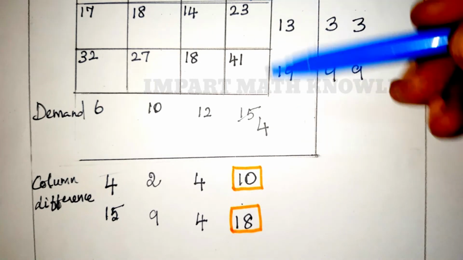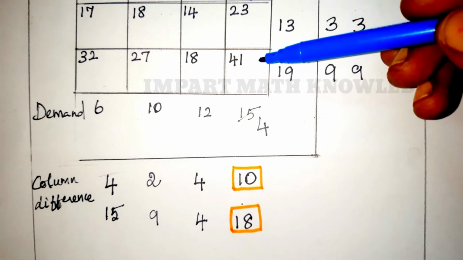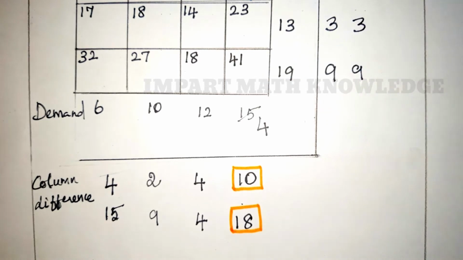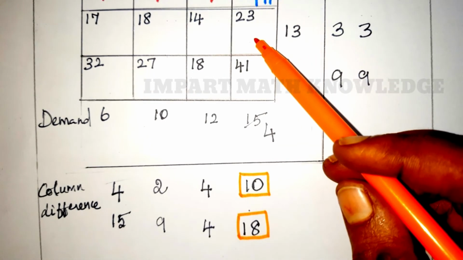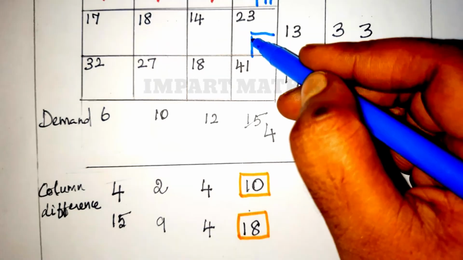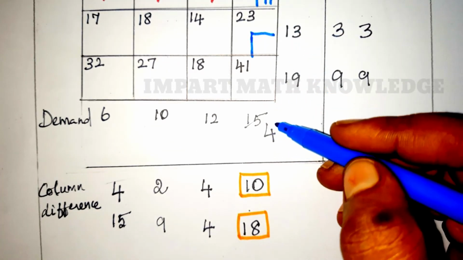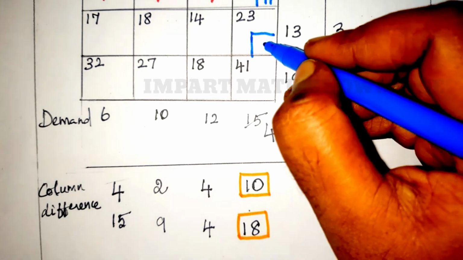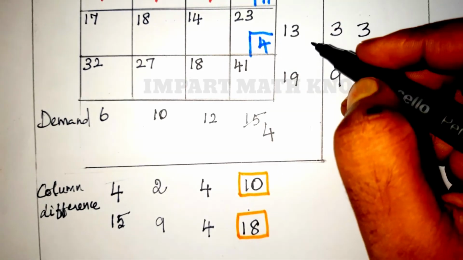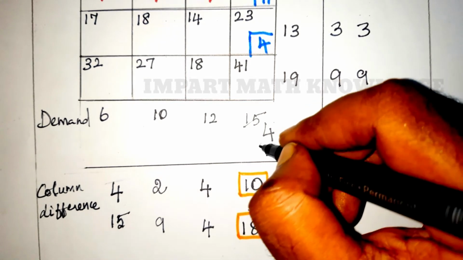So, in the fourth column, you have to allocate the value. The fourth column, minimum cost cell is 23. There you allocate your value. For this cell, supply value is 13, demand is 4. The minimum value is 4. So, you allocate 4 here. Once you allocate, you have to strike out the satisfied one.